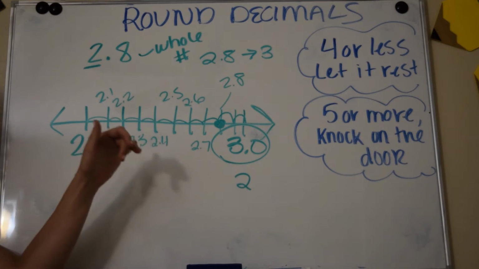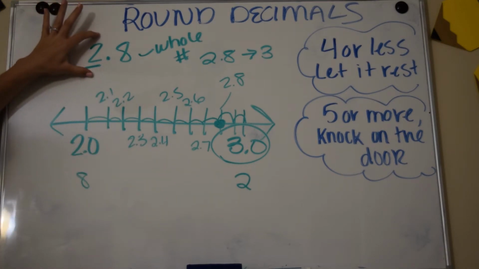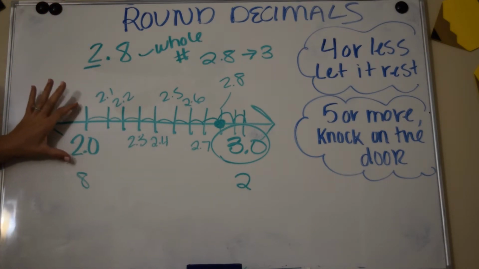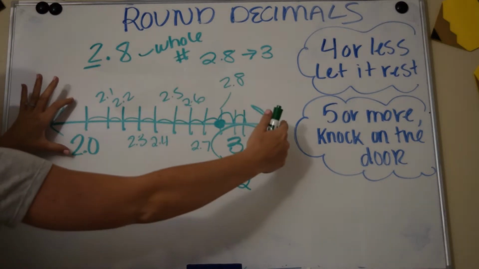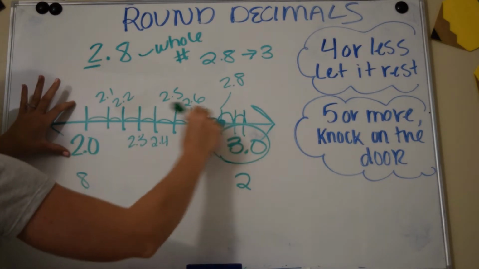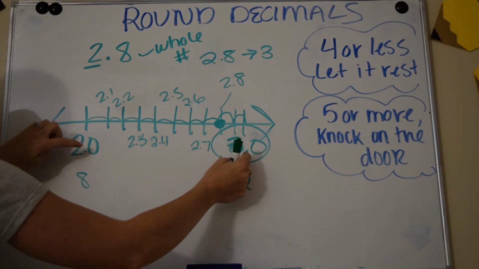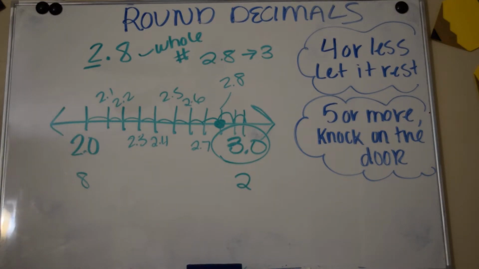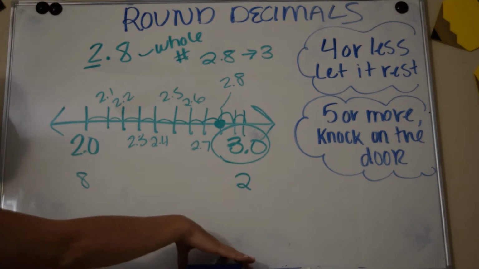So again, what we did is we took the number in the ones place and listed that as our first whole number, add 1 to create the other whole number, and then plot your decimal and figure out what whole number it's closest to. Please use a number line. It will definitely help you.